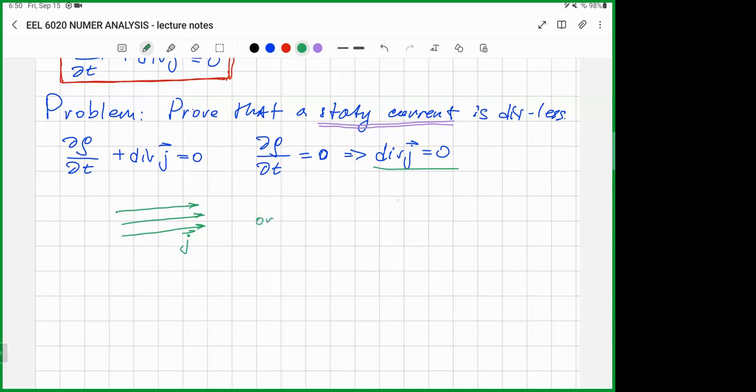Or there could be another type of current, like circular current, like this. So the current which goes like a circle. You can find this second type of current, for example, in superconductors. When you have a coil, a small loop, made of superconductor.